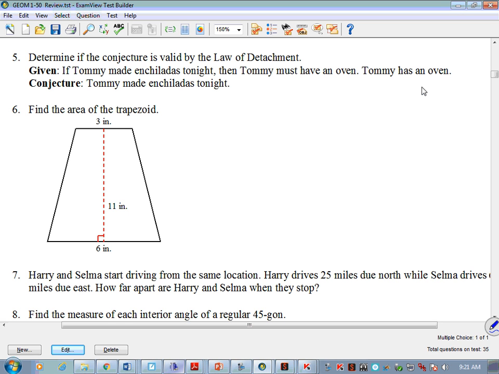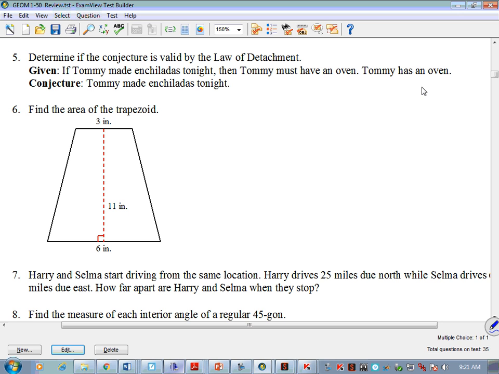Number 5 comes from lesson 21, laws of detachment and syllogism. Determine if the conjecture is valid by the law of detachment. Given, if Tommy made enchiladas tonight, then Tommy must have an oven. Tommy has an oven. Conjecture, Tommy made enchiladas tonight. This is made up of major and minor premises. Can anybody tell me in the given, what is the major premise?